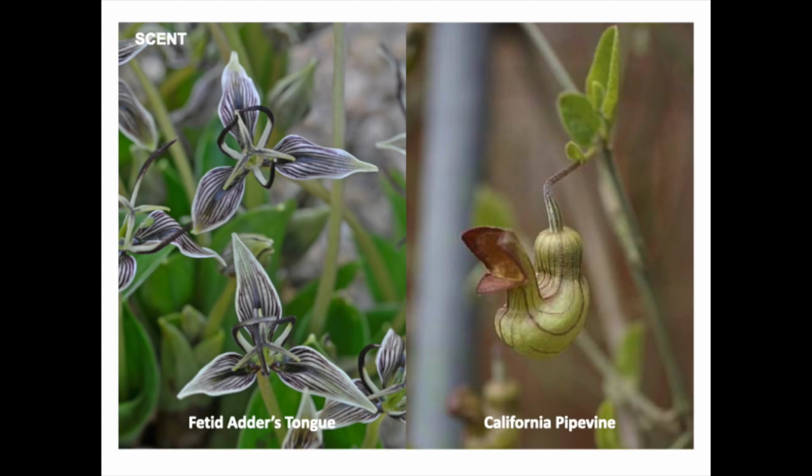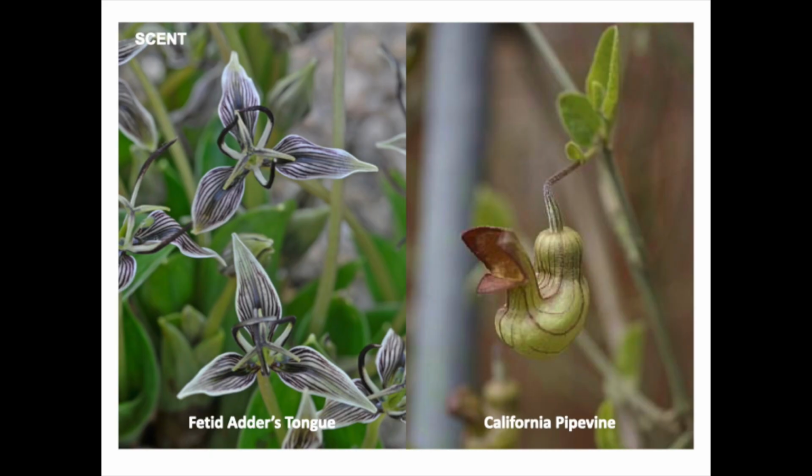bad smells. Some insects in the fly family, like gnats and little flies, are attracted to rotting things. They're attracted to fungus, because that's where the females lay their eggs. Once the eggs hatch, they feed on whatever is rotting or the fungus, right? But some plants have learned to mimic those smells.